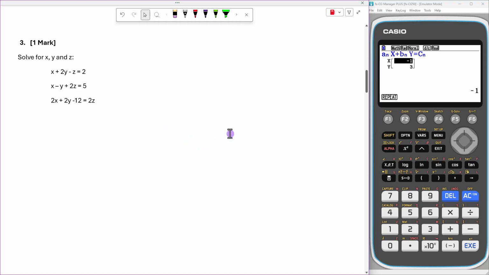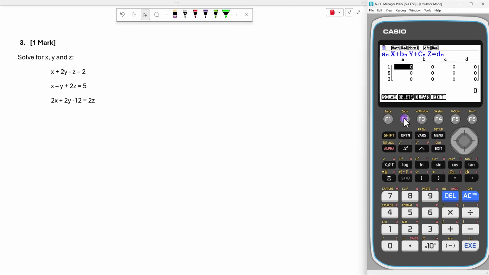Okay, so we have another set of simultaneous equations, but we've got three unknowns now. So if we press exit from our previous attempt at doing simultaneous equations and jump into three unknowns, we can type in these. We've got 1x, 2y, minus z equals 2. So there's 1x, 2y, minus 1z equals 2. So we can put that in.